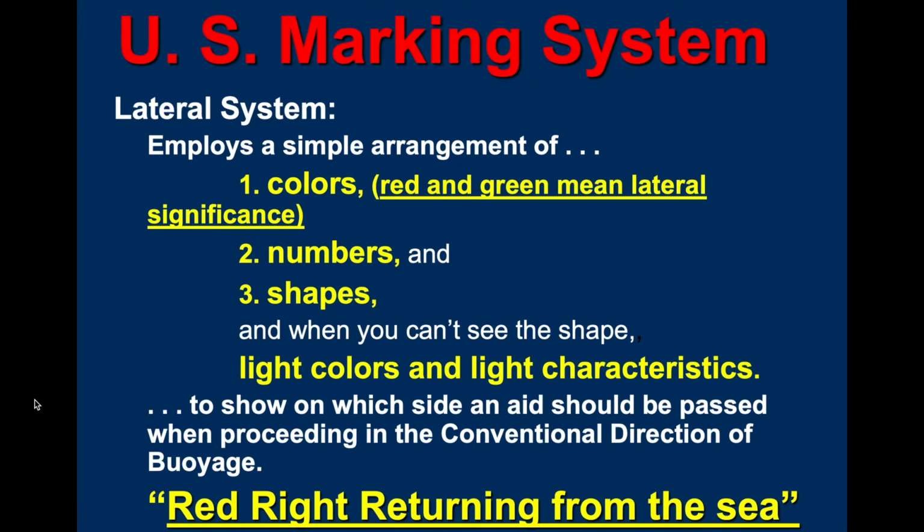The Pacific coast, you can see it's south to north. Our marking system in the US, IALA B, we use colors, numbers, and shapes to tell you which way you're going to use these lateral aids. Red and green mean that they have lateral significance. Numbers and shapes. Numbers, remember the reds, even numbers, the greens, odd numbers. And the light follows whatever color the aid is, for red and green.